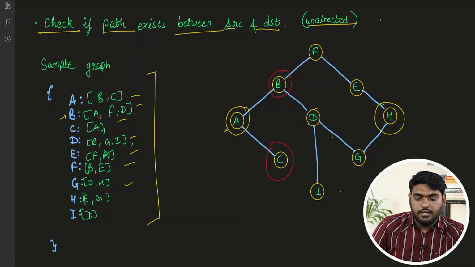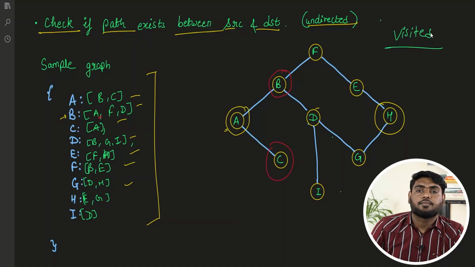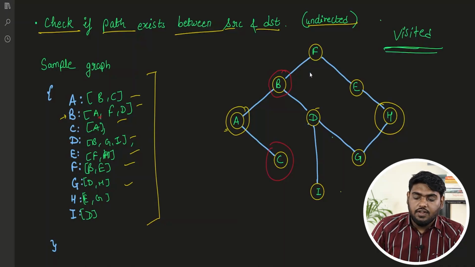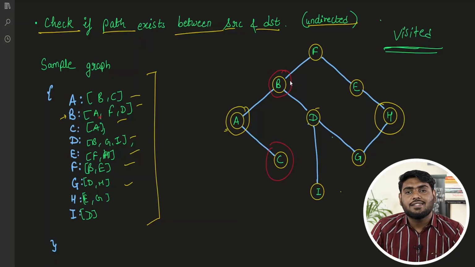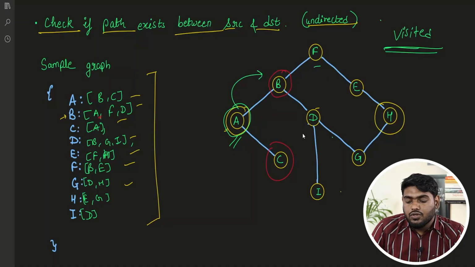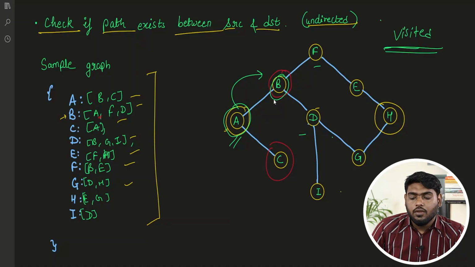Here is where the concept of visited comes into play. What do we have to do? We have to maintain one data structure in which we will keep track of all the nodes that we have gone to already. That means once we have stepped on a node, that is visited. Initially we were standing on A and asking questions, so A was visited. When we went to B and B started questioning its neighbors, B was visited, right?